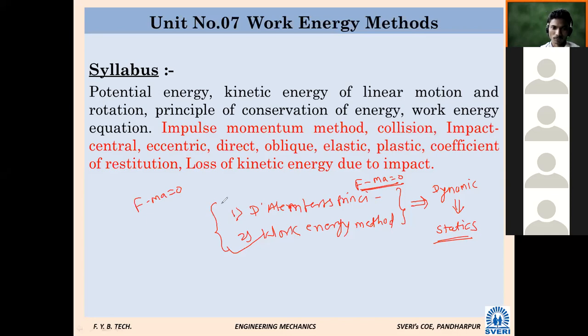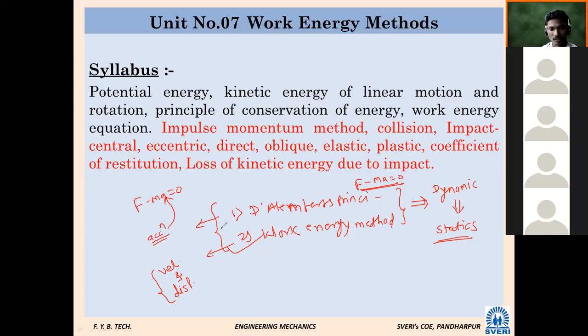One more extra thing. D'Alembert's principle is mainly used to find acceleration. On the other hand, the work energy method is used to find velocity and displacement, that we will discuss. D'Alembert's principle is to find the acceleration, F minus ma is equal to 0.